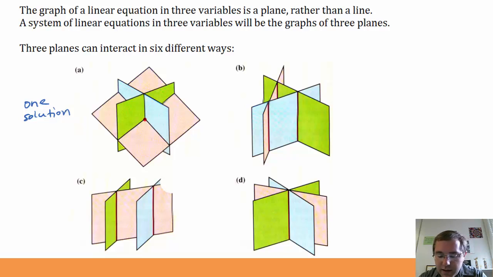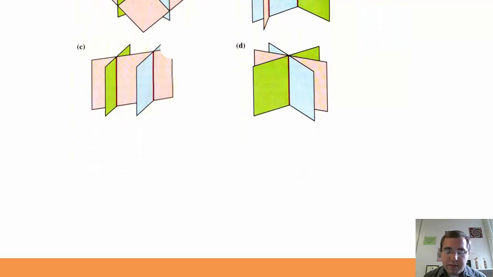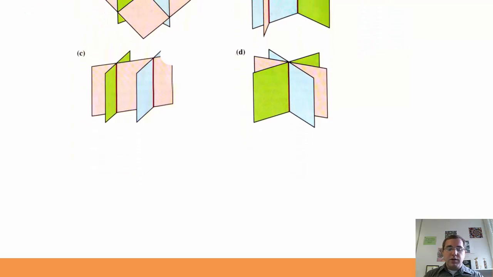It could be the case that the 3 planes interact as they do in diagram B here, where any 2 planes intersect to form a line, but there's no place where all 3 planes are intersecting. And so that would give us no solution. Or it could be the case, as it is in part C here, that 2 of the planes are parallel. So they will never intersect, and then 1 cuts through them. That also gives us no solution, because there's no points that all 3 planes have in common.